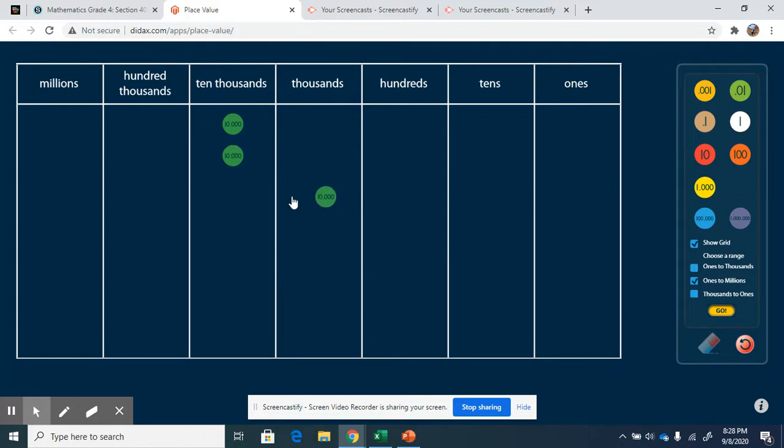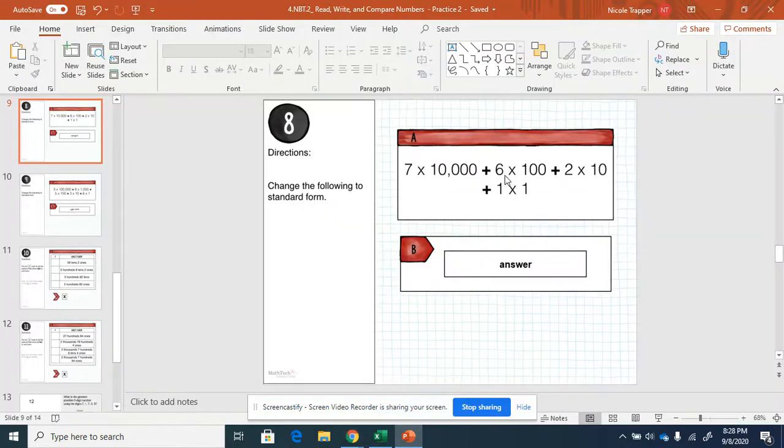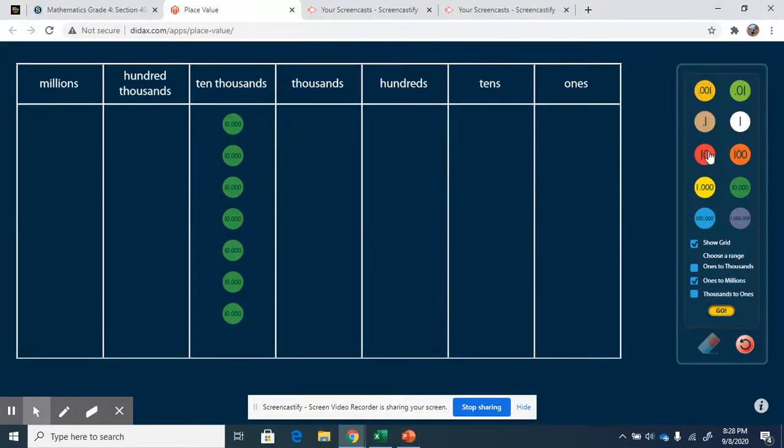2, 3, 4, 5, 6, and 7. If I go back, I know I don't see any thousands, so I'm not going to put anything in the thousands. Next, I'm going to go to the hundreds. 6 times 100. I'm going to put 6 hundreds into the hundreds category. 1, 2, 3, 4, 5, 6.